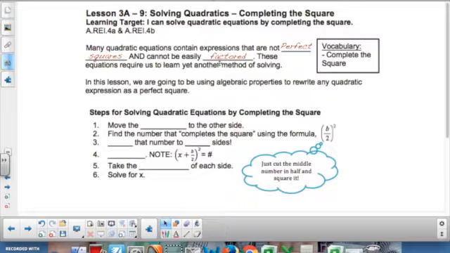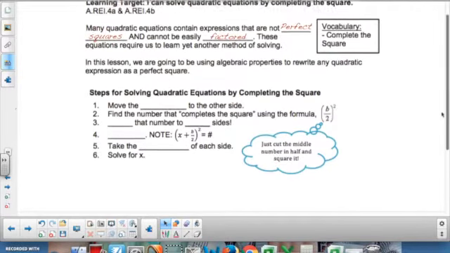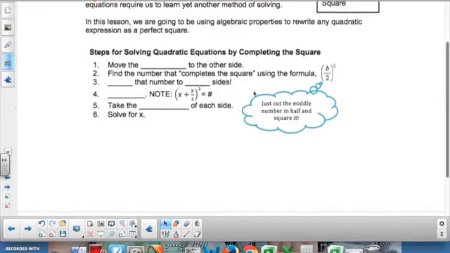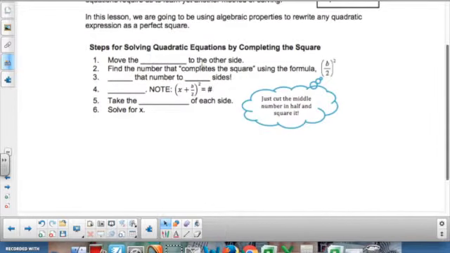So we're going to give you two methods. The first is completing the square, and that's what I'm talking about today. The next method is using something called the quadratic formula, and that'll be lesson 10. So we're going to be looking at some algebraic properties to rewrite quadratic expressions as a perfect square. Basically, we're going to manipulate it so that it's a perfect square.